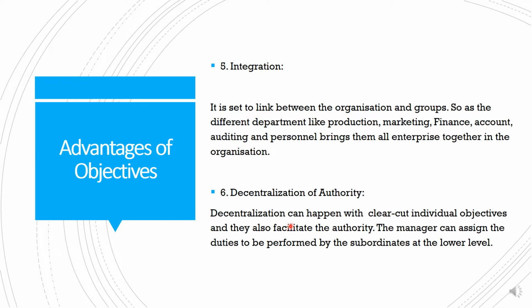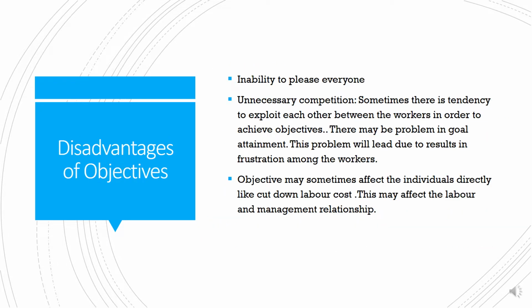With the objectives, if you have assigned individual objectives, then in a sense you have decentralized, and you know the benefits of decentralization: the pressure on the top management decreases by leaps and bounds. So decentralization can happen with clear-cut individual objectives, and they also facilitate the authorities. The managers can assign the duties to be performed by the subordinates at the lower level. So all these are the advantages of objectives.